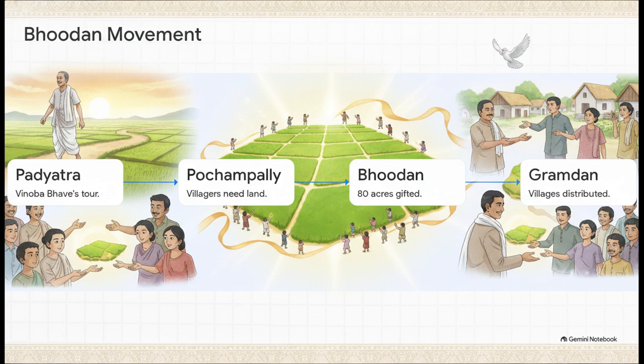Sri Ramchandra Reddy spontaneously stood up and offered 80 acres of his own land to be distributed to 80 landless villagers. This act became known as Bhoodan, the land gift. And this incredible gesture actually sparked a chain reaction across all of India. Wealthy zamindars voluntarily gave up entire villages, which is known as Gramdan, to the landless. That's exactly why this awe-inspiring movement earned the title of the Bloodless Revolution.